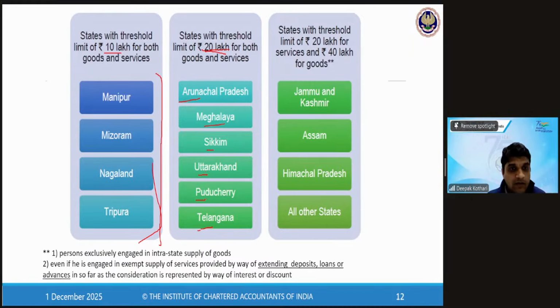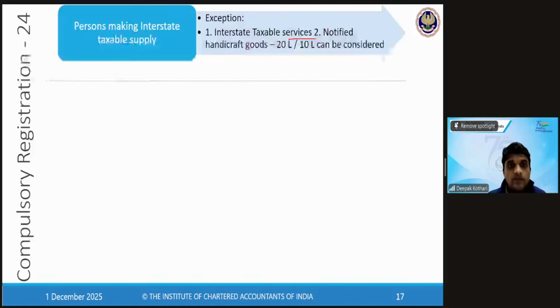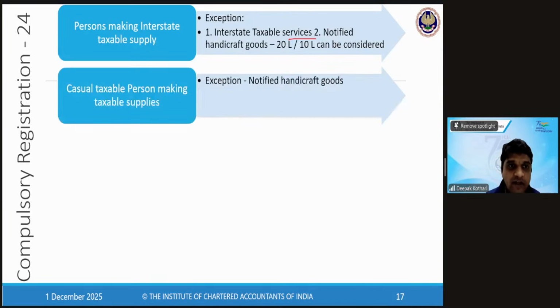Okay. We were discussing, let's go back to compulsory registration. That person making interstate supply except interstate services. Interstate services, you can do it up to 20 lakhs. Once you cross the threshold, then you will have to register. But up to the threshold, you can do interstate services. There is a relaxation there. And notified handicraft goods that we have seen already.